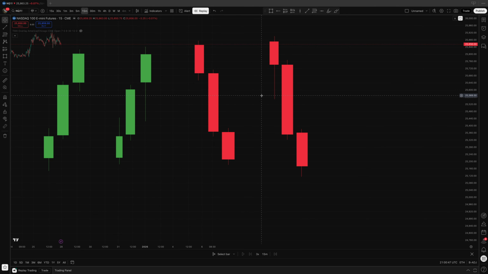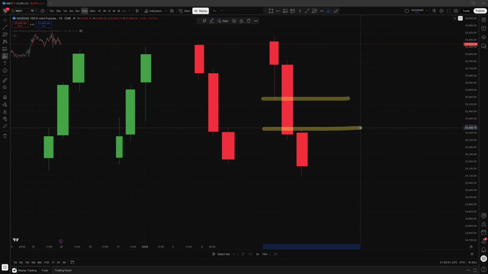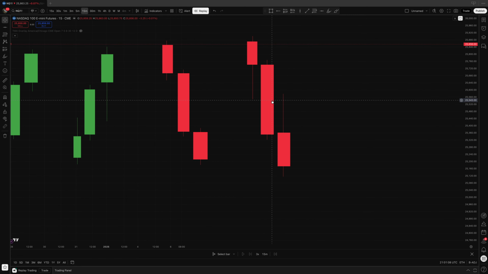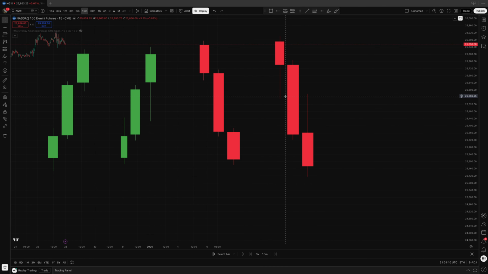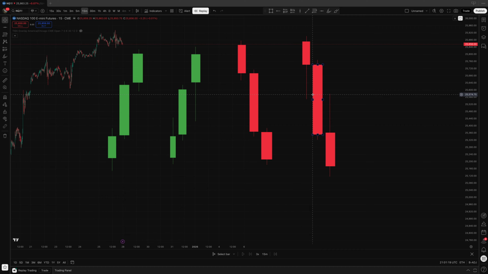So boom, obviously right here this would be a valid fair value gap because there's imbalance. These two wicks are not colliding into each other, meaning that it's valid. But for it to be invalid, you need this wick to be above. So boom, this wouldn't be considered imbalance because the first candlestick's bottom wick and the third candlestick's top wick are colliding into each other.